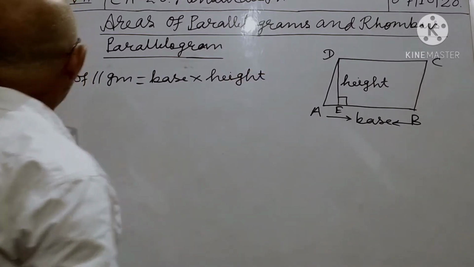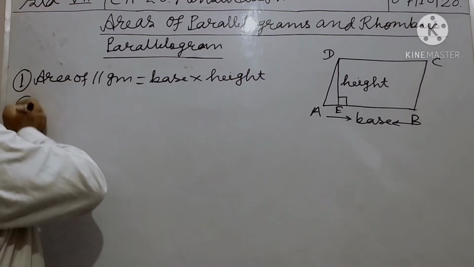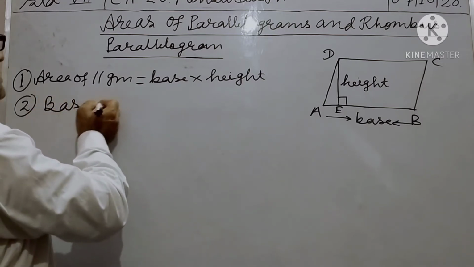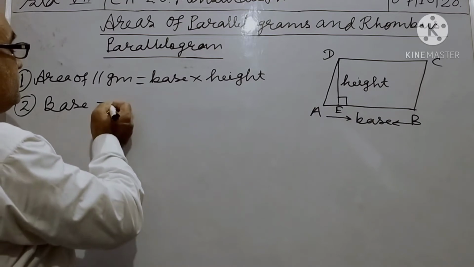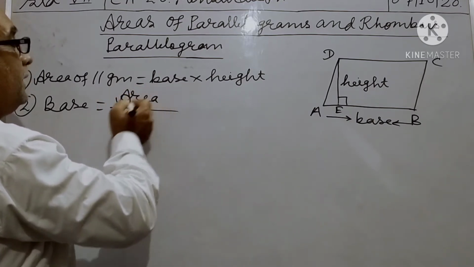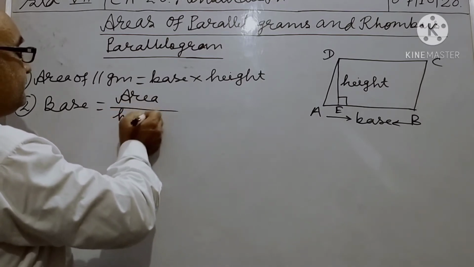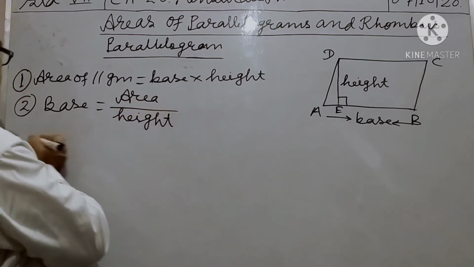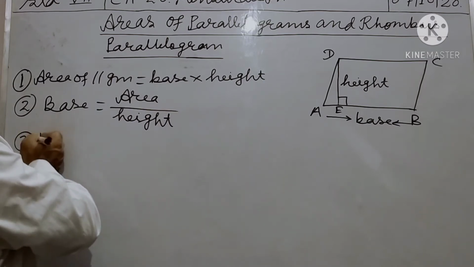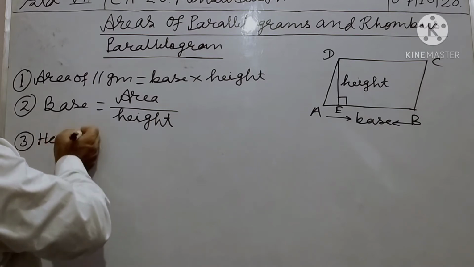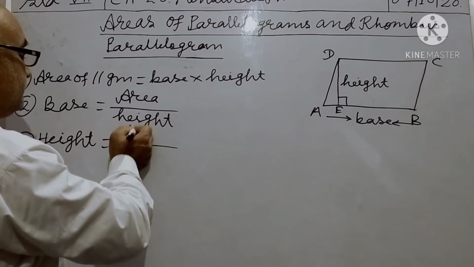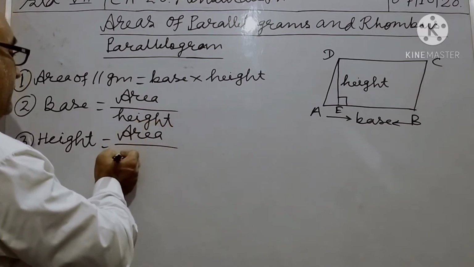Base into height. The second formula is: base of the parallelogram is area by height. And the third formula is: height equal to area by base.